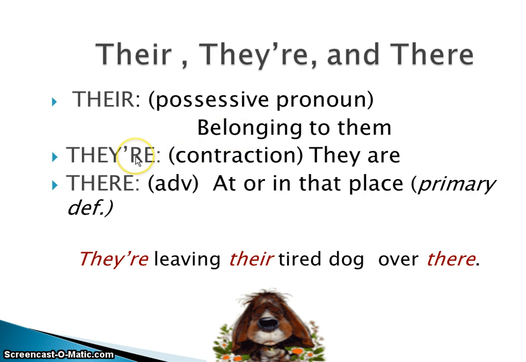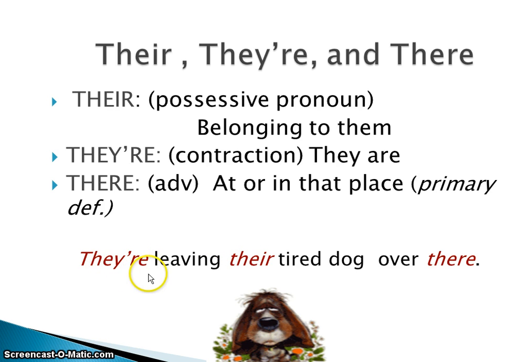Okay, they're is a contraction, which means they are. So we're combining two words there with that apostrophe, kind of like the you're from the past slide. Now, there is where you are looking at something. So look there, or walk over there. It's a place.